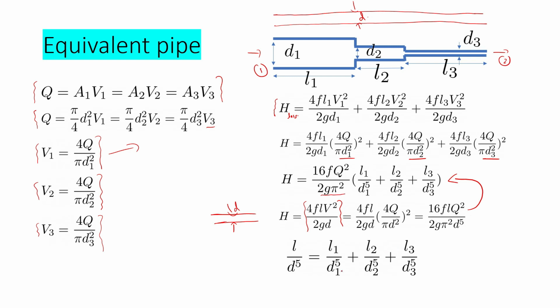If you equate these two, you will get L by D raised to 5 is equal to L1 by D1 raised to 5 plus L2 by D2 raised to 5 plus L3 divided by D3 raised to 5. This L is actually equal to L1 plus L2 plus L3, the total length. So this is the concept of equivalent pipe. You can use this equation to find the diameter of an equivalent pipe, a replacement pipe.